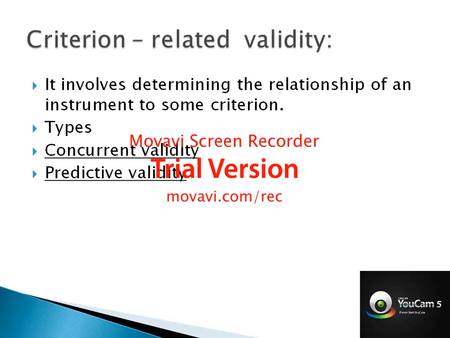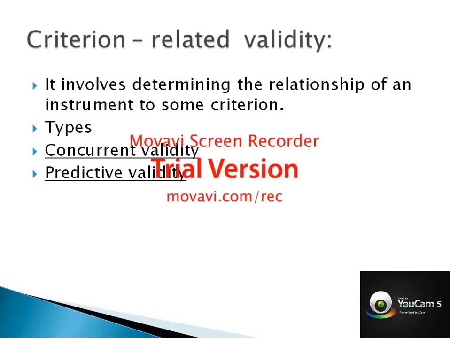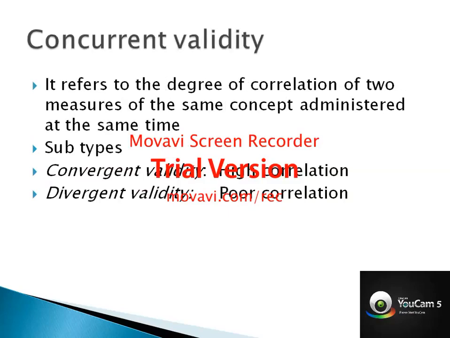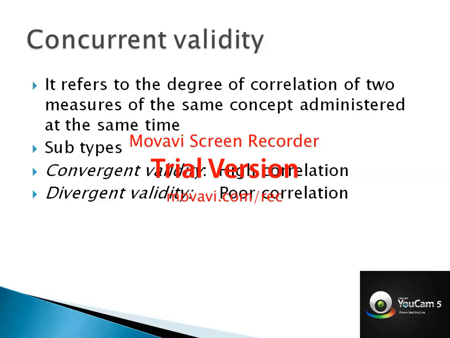It involves determining the relationship of an instrument to some criteria. You can compare or bring out a relationship with some criteria. This is of two types. One is concurrent validity, the other one is predictive validity. Concurrent is at present, in the situation, what is happening. Predictive means in future. We will see that. Concurrent refers to the degree of correlation of two measures of the same concept administered at the same time. So if you are comparing two concepts that are happening at the same time, then it is concurrent validity.